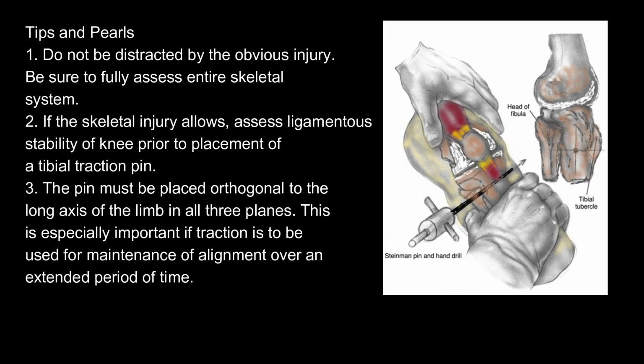Tips and pearls. 1. Do not be distracted by the obvious injury. Be sure to fully assess entire skeletal system. 2. If the skeletal injury allows, assess ligamentous stability of knee prior to placement of a tibial traction pin. 3. The pin must be placed orthogonal to the long axis of the limb in all 3 planes. This is especially important if traction is to be used for maintenance of alignment over an extended period of time.